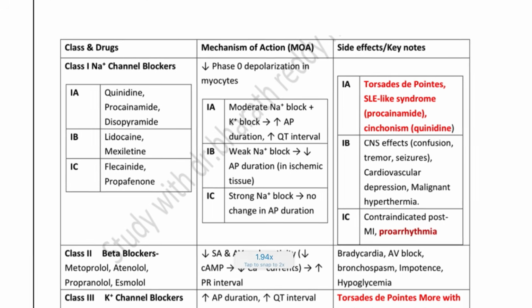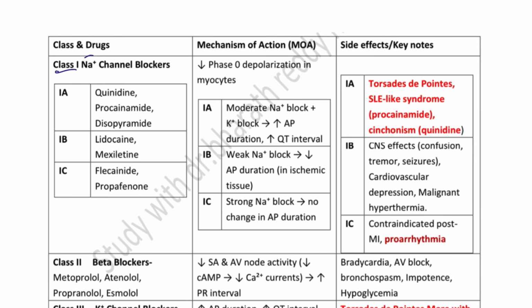Next, antiarrhythmic drugs. We have the class 1 sodium channel blockers. The class 1A blocks the sodium and also blocks the potassium. That's why we are going to see the increased QT interval. What are the side effects? Increased QT interval can progress to torsades de pointes, and an SLE-like syndrome, cinchonism will be seen in these patients. Class 1B acts on sodium blockade, but has no effect on the potassium.